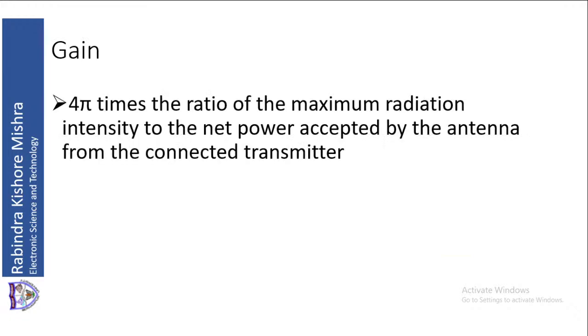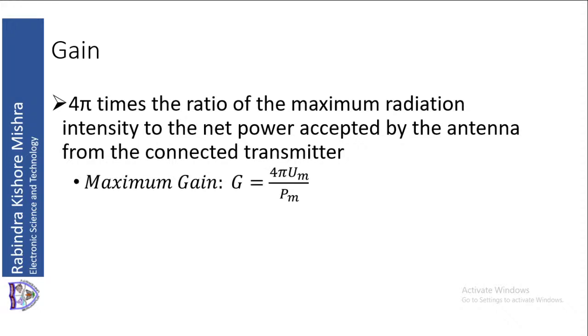Then we will come to the gain of the antenna. Gain of the antenna is 4 pi times the ratio of the maximum radiation intensity to the net power accepted by the antenna. So if you are giving some power to the antenna, then it is 4 pi times the maximum radiation intensity. So 4 pi into U max divided by PA. PA is the power accepted by the antenna, or P in, the power input to the antenna. So 4 pi times the ratio of the maximum radiation intensity to the net power accepted by the antenna from the connected transmitter. That is the gain of the antenna.